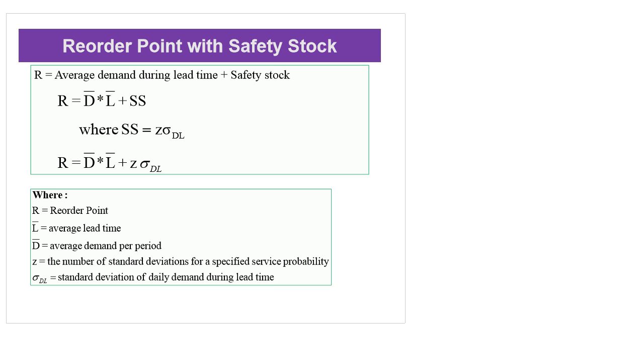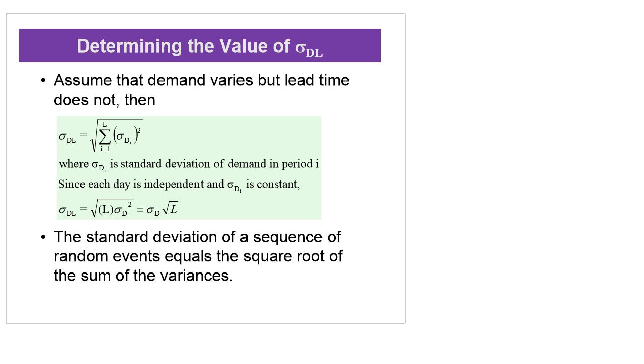Okay, we're led to this formula here that the reorder point is going to be equal to the average demand during lead time, which is average demand times average lead time, plus the safety stock. We already know that safety stock then is equal to z times the standard deviation during lead time. So let's make an assumption that demand varies but lead time doesn't. In each of these days of the lead time, we know that we have exactly the same average demand with exactly the same standard deviation.